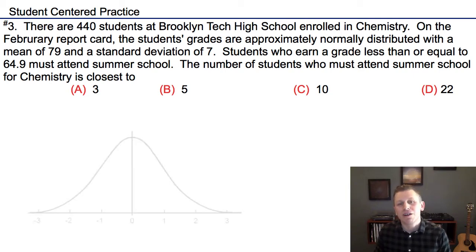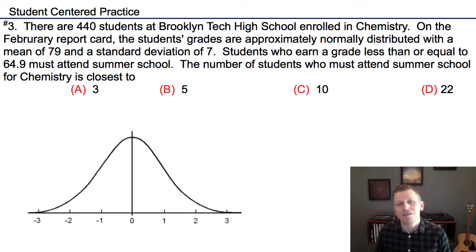First step is to draw a blank normal distribution curve. Take the mean and place it below 0, and use the standard deviation of 7 to find numbers above the mean, and also subtracting it from 79 to find numbers below. In this case, we want to find the percentage of students who earn a grade of less than 64.9. That's going to be this very tiny region here.